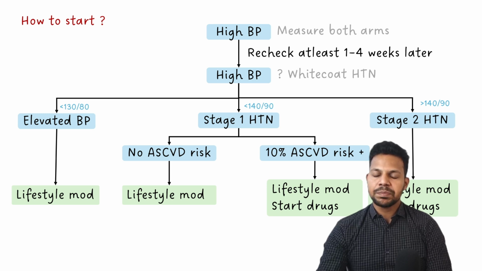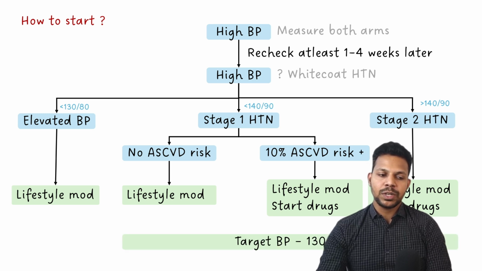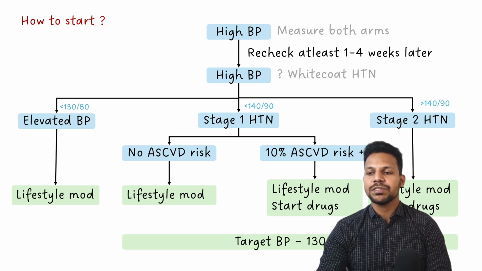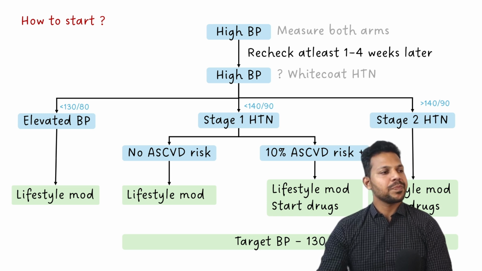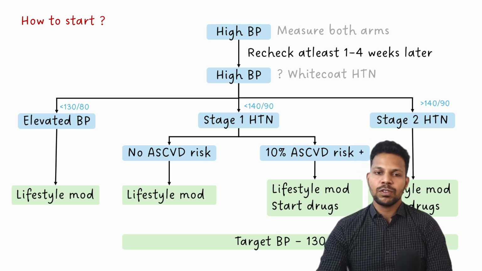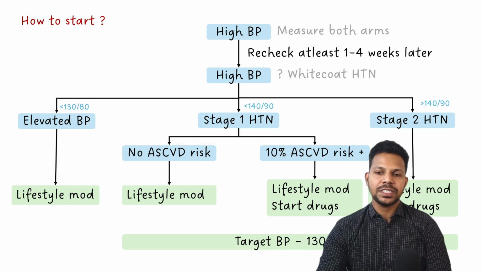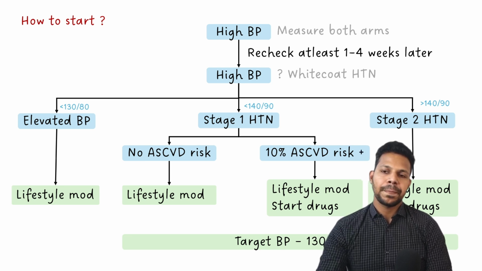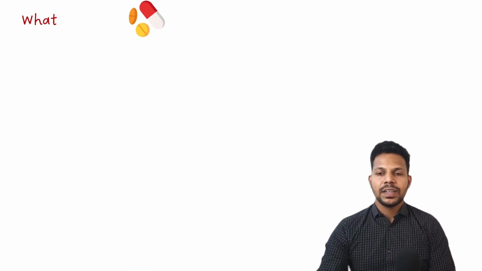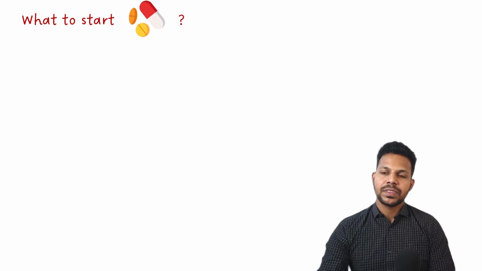So whatever the stage the patient is in, the target blood pressure will be to reach 130/80 millimeters of mercury. Hope you understood this entire flowchart. This would help you in identifying the patients whom to treat. Let's see what to start for the patient.